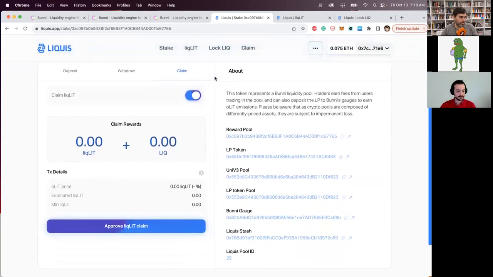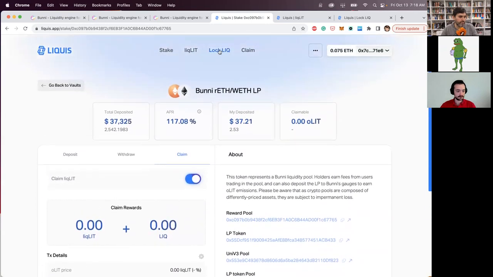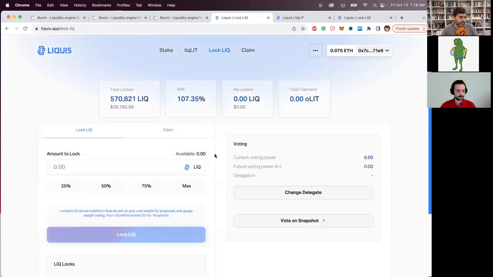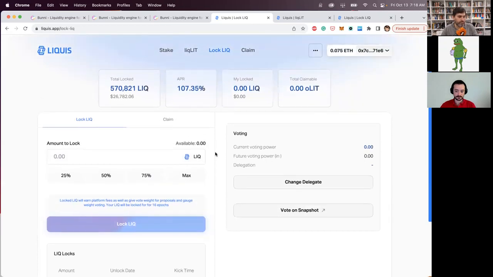The other thing that you're going to claim is Lick. So if you go to the lock Lick page, you will see what you can do there. Lick is basically the governance token of Liquis, and you can lock your Lick tokens for 16 weeks. Inside of these 16 weeks, you will earn this 107% APR. Where is this 107% APR coming from? It's all the platform fees. It's part of the platform fees that Liquis is making. So this APR is paid in OLIT, so it's not just more Lick being minted.